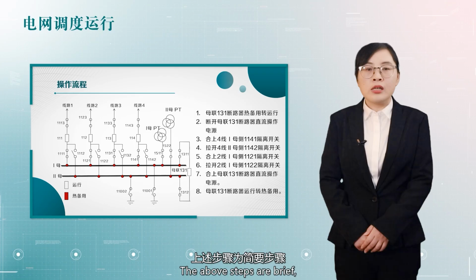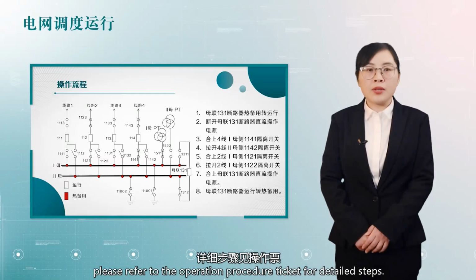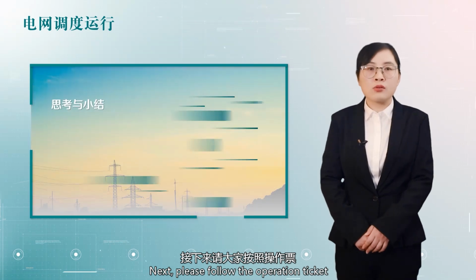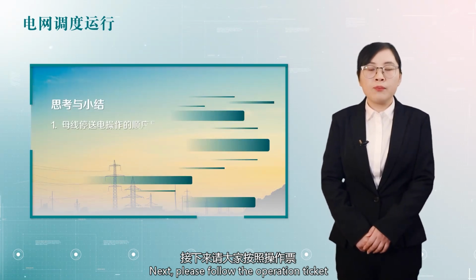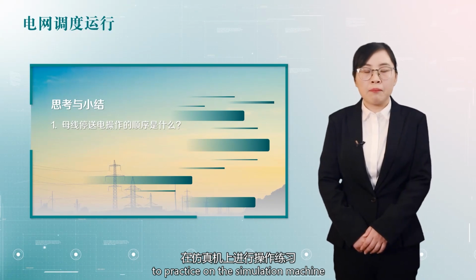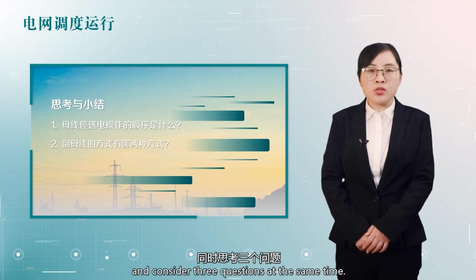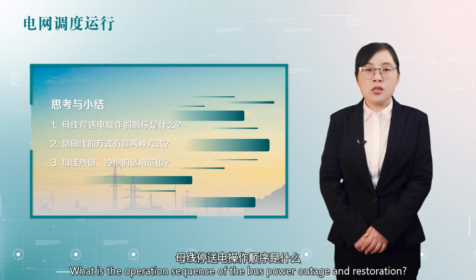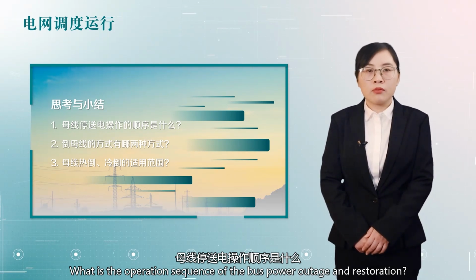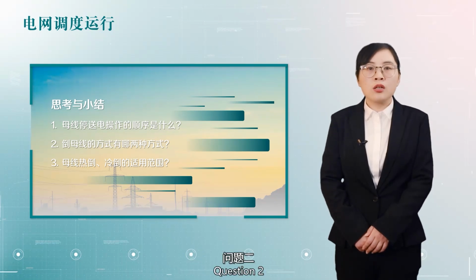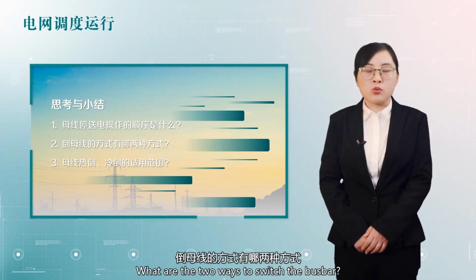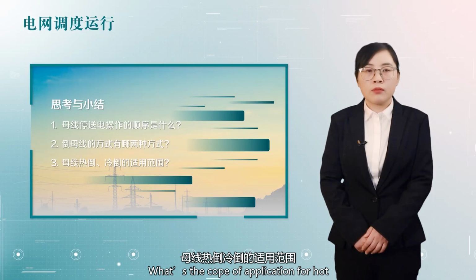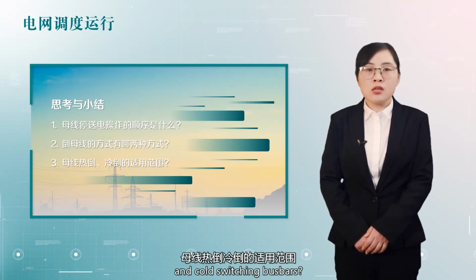The above steps are brief. Please refer to the operation procedure ticket for detailed steps. Next, please follow the operation ticket to practice on the simulation machine and consider 3 questions at the same time. Question 1. What's the operation sequence of the bus power outage and restoration? Question 2. What are the 2 ways to switch the bus bar? Question 3. What's the scope of application for hot and cold switching bus bars?